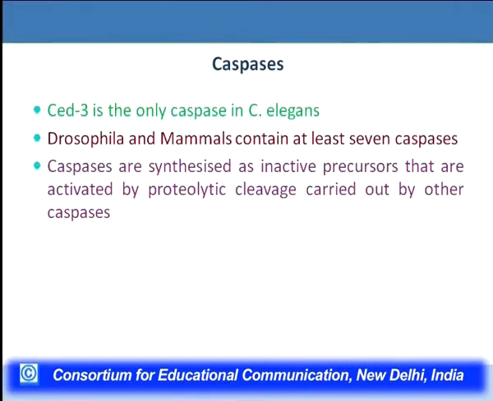In C. elegans, only one type of caspase is found, which is CED3, but in Drosophila and mammals, about 7 different types of caspases can be found. These caspases, as is obvious, will be synthesized as inactive precursors, because if they were synthesized as active enzymes, they would lead to death of all the cells they encounter. But they are synthesized as inactive precursors, which are then activated by proteolytic cleavage, which then activates other caspases, and that's how different sets of caspases get activated until the death of the cell occurs.